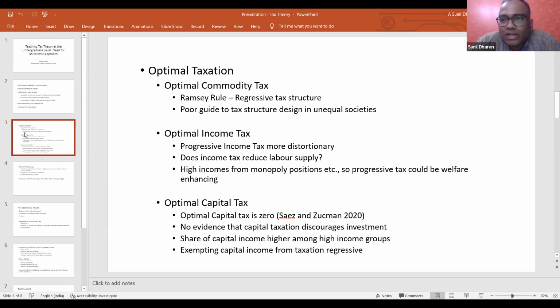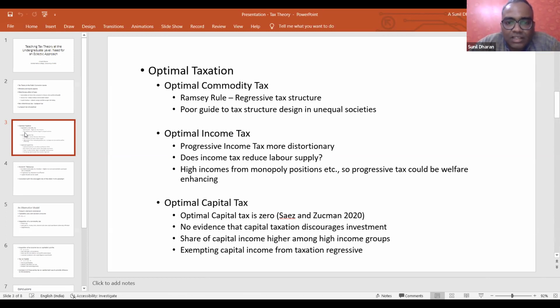Then you move on to optimal income tax. In countries like ours, where income inequality is very high, we always desire a progressive income tax structure. But the optimal tax theory teaches us that the progressive income tax structure is highly inefficient. It is associated with high deadweight loss. Basically, what it argues is that if you levy a high tax on the richer sections of the population, they would reduce their work effort and their economic activity, and that would lead to inefficiency in the system.